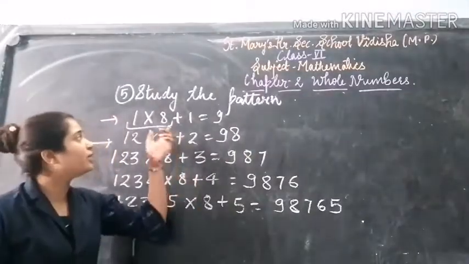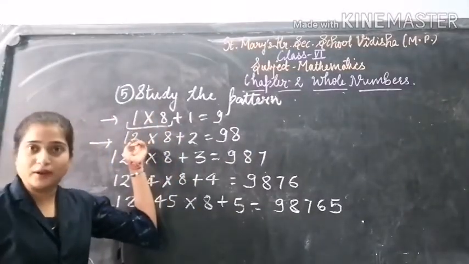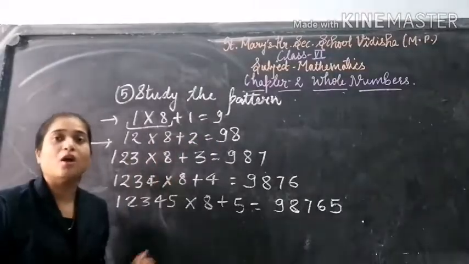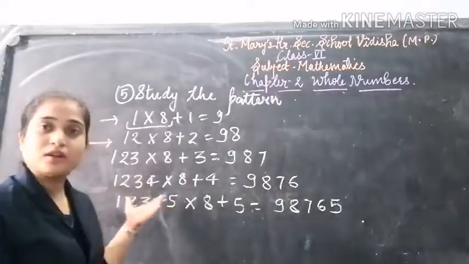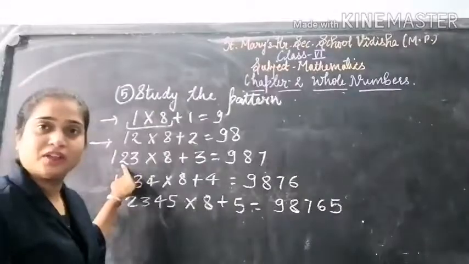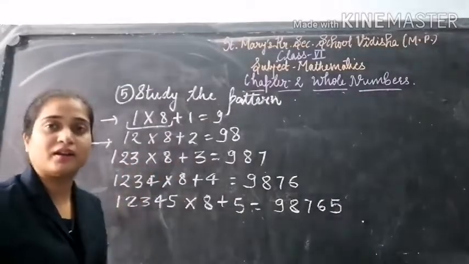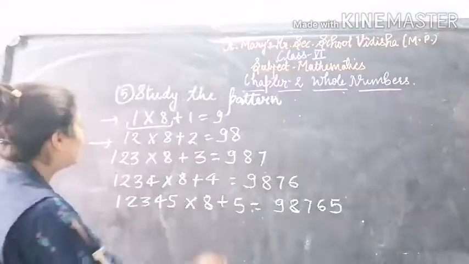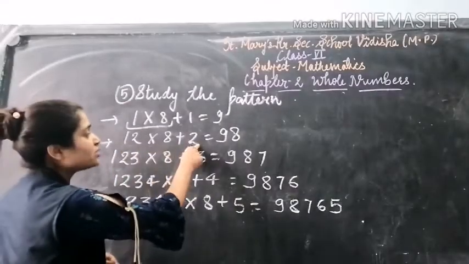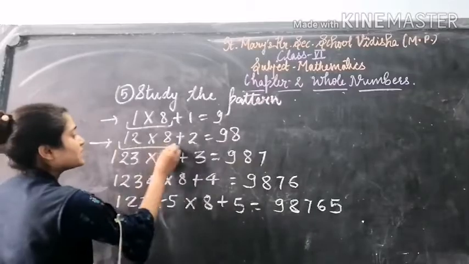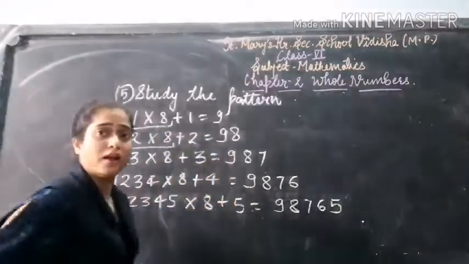As we know the table of 12, we can solve the first two steps. But do we know the table of 123? No, we don't know the table of 123. So we have to understand how the pattern is working. Here 12 into 8 plus 2 is 98. 12 into 8 is 96, 96 plus 2 is 98.